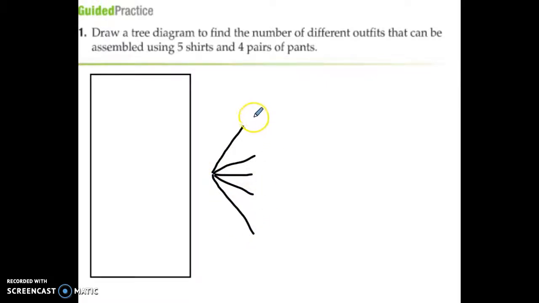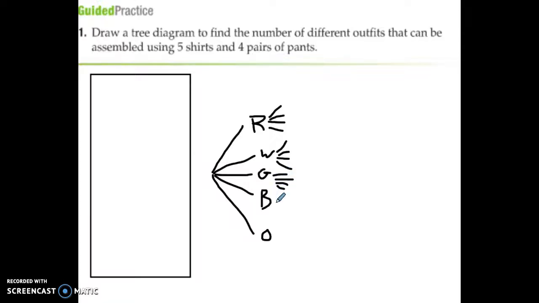Shirt: a red shirt, a white shirt, a green shirt, a blue shirt, and an orange shirt. And then there's 4 pairs of pants. So each shirt can have 4 different pants with it. So I make 4 branches from this one. I make 4 branches from this one. I'm doing this with my mouse, so keep in mind it's going to be a little sloppy.